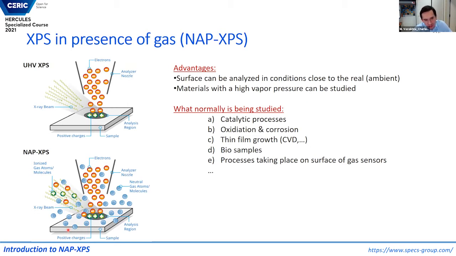So if it is a case of some biosamples, if you have something that contains water inside, it is very difficult to analyze such samples using UHV XPS, because you need to have, as I said, low pressure, high vacuum to be able to operate the X-ray source and electron analyzer. And in the case of NAP-XPS, you don't have this problem. The high vapor pressure is not a problem, and so on.